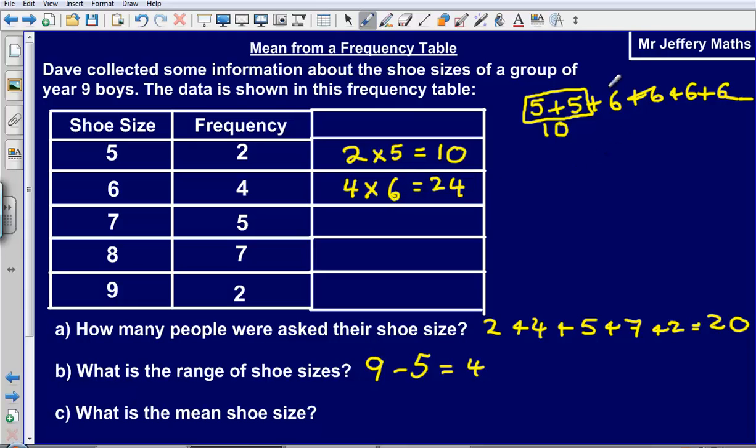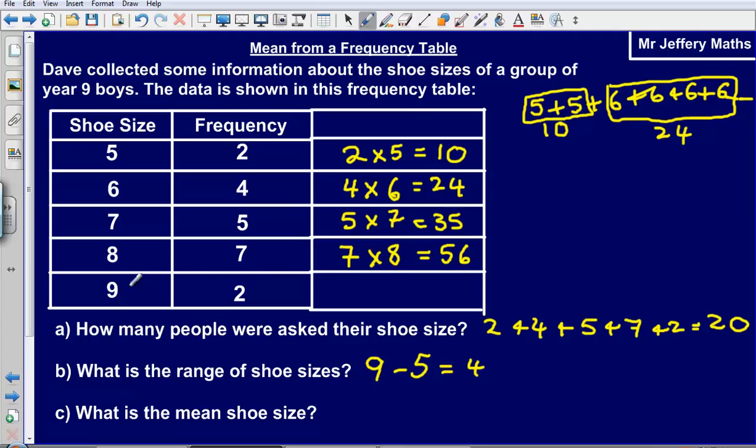And as you can see, 24 is the same as adding 6 plus 6 plus 6 plus 6. By doing this, it makes it a lot quicker for us. We don't have to write out as much information, and it just speeds up the process. So let's carry on with this. 5 multiplied by 7, that's going to give us 35. Then 7 multiplied by 8, 7 people had a size 8 shoe. That gives us 56. And then lastly, 2 people who had a size 9 shoe, so 2 multiplied by 9 gives us 18.